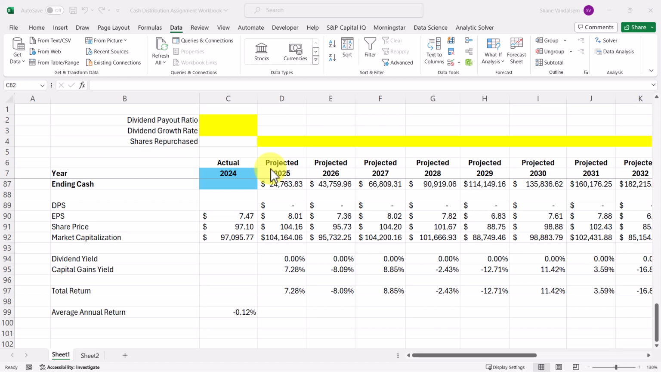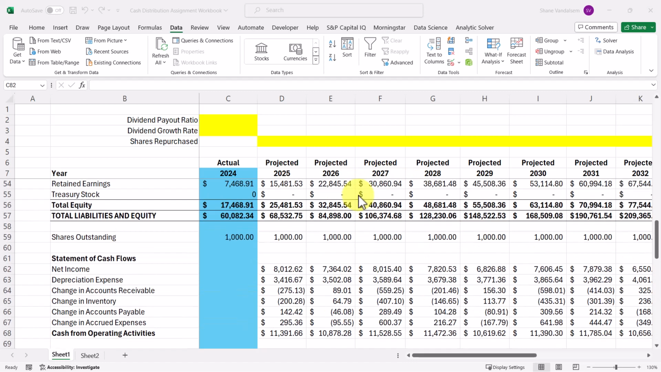In this video, I'm going to demonstrate how to use Solver to calculate the number of shares to repurchase for a firm if our goal is to repurchase a certain dollar amount of shares. In the spreadsheet that I've got here, it has a 10-year projection of the financial statements for a firm, and it allows us to adjust the dividend payout ratio for the initial year projected, the dividend growth rate for every year after the initial year, and then the number of shares to be repurchased in any given year.